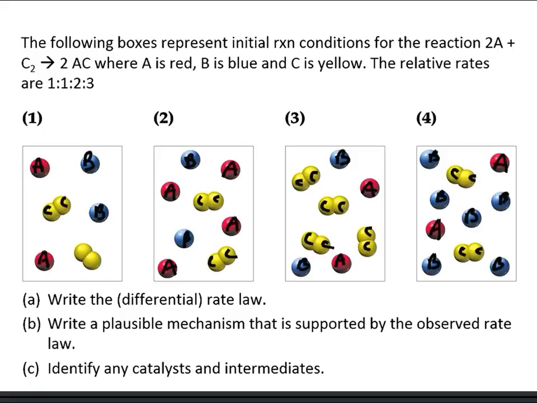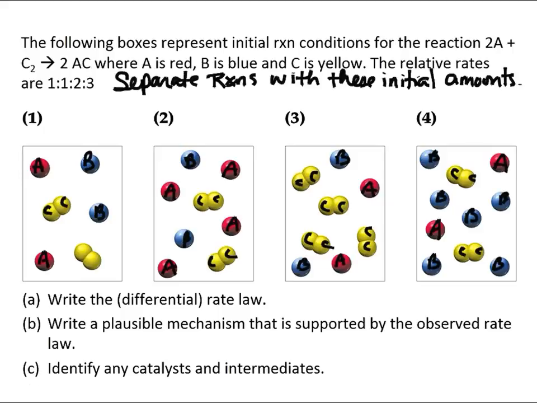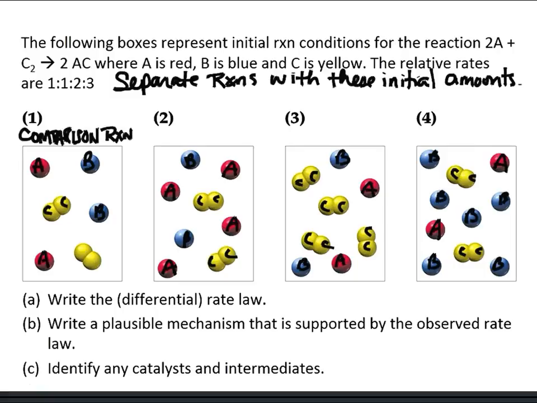So first we're going to write the differential rate law. In order to do that, we need to identify how the reactant concentrations influence the rate that is observed. So we're going to compare boxes 1 and 2, and it appears that we have doubled the concentration of A. So 1 is our comparison reaction. It has a relative rate of 1.